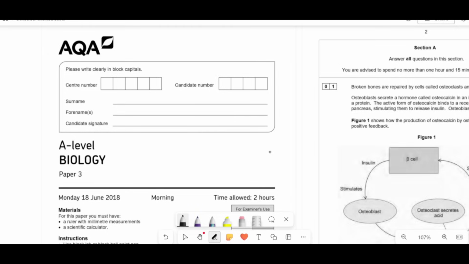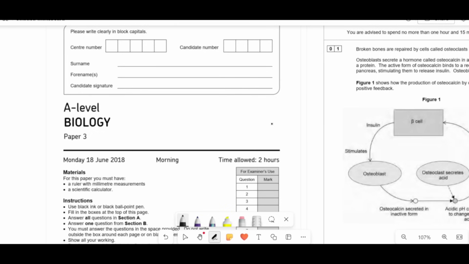Tutoring on there. Hello everybody, welcome back to another episode of the A-Level Cookbook. Today we're doing the AQA A-Level Biology Paper 3 from June 2018. So this is the exact paper that I did when I did my A-Levels.